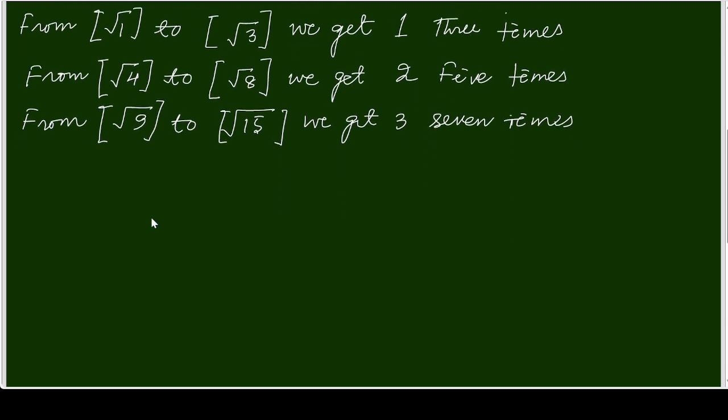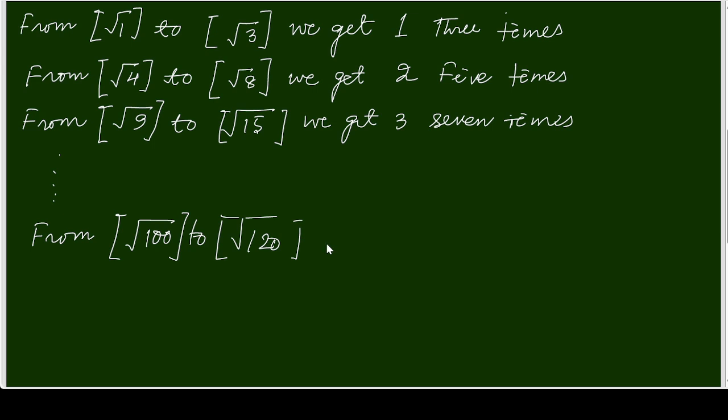So we'll get so on. The last is from floor of square root 100 to floor of square root 120, we get 10 each time. How many times? Here, 21 times.